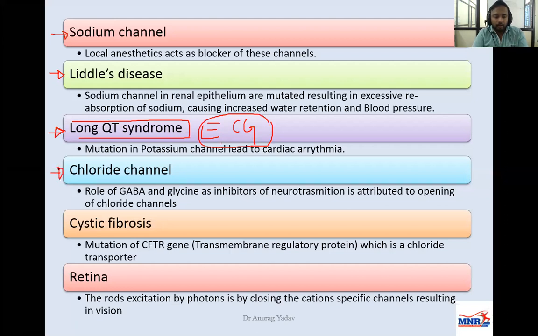Then one more disorder is related to the chloride channel, which acts as an inhibitor, a neurotransmitter inhibitor. Some disorders, for example cystic fibrosis, are also related to the chloride channels. And they are also involved in the vision pathway. How you perceive objects through your eyes, the retina is the most important part for vision perception, so that also involves some of the ion channels. So these are the clinical importance of the ion channels.